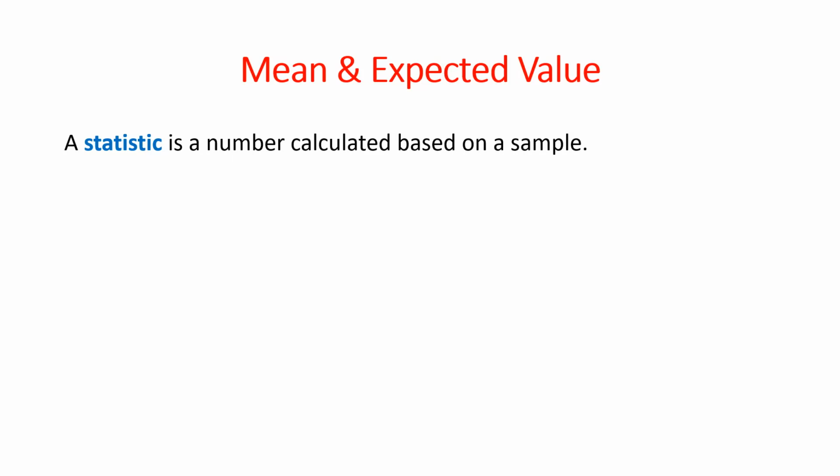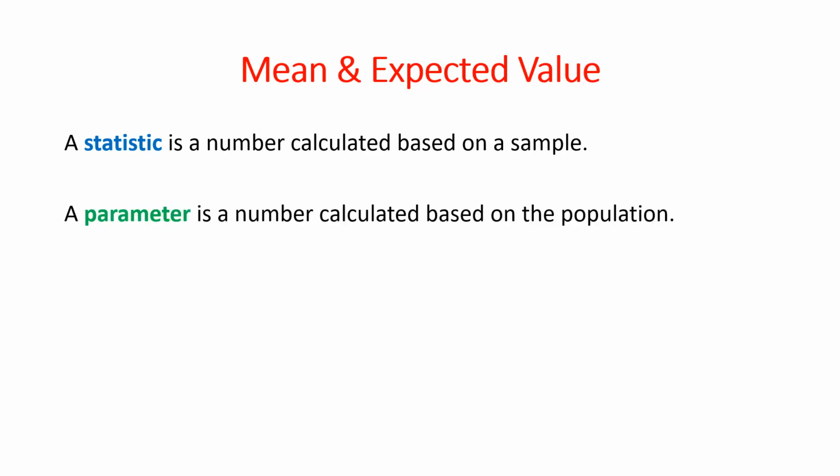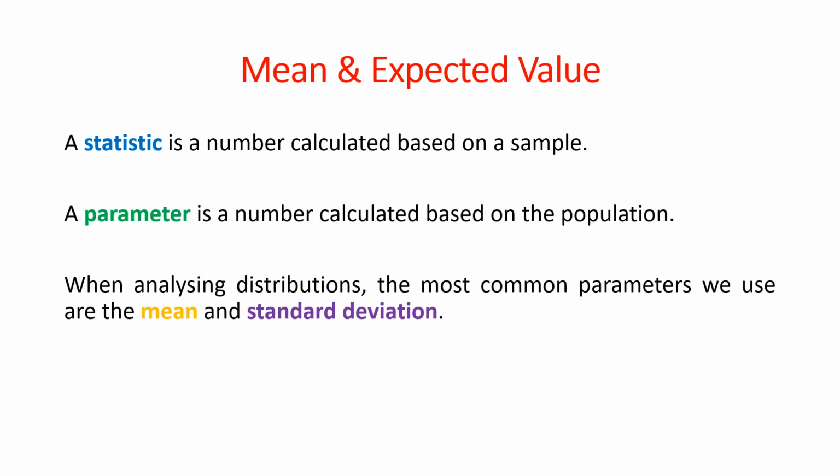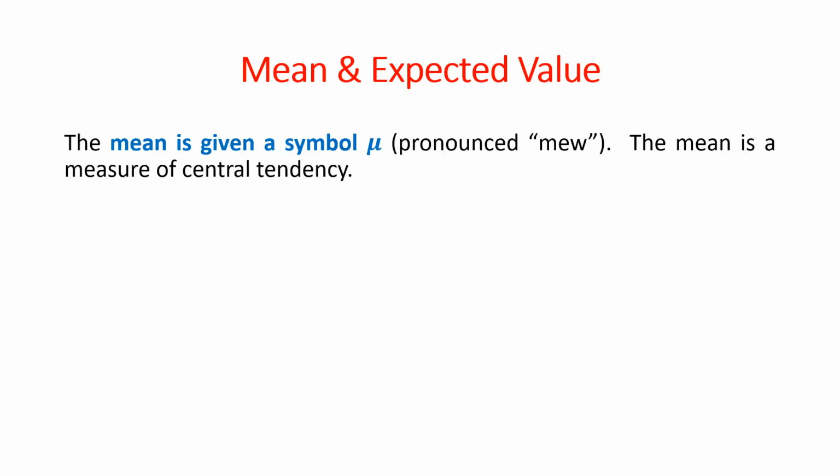A statistic is a number calculated based on a sample. A parameter is a number based on the entire population. And when we analyse distributions, the most common parameters we use are the mean and standard deviation. We're going to chat about the mean in this video.